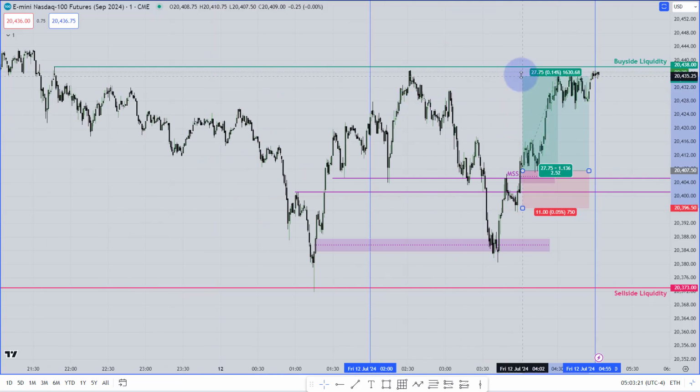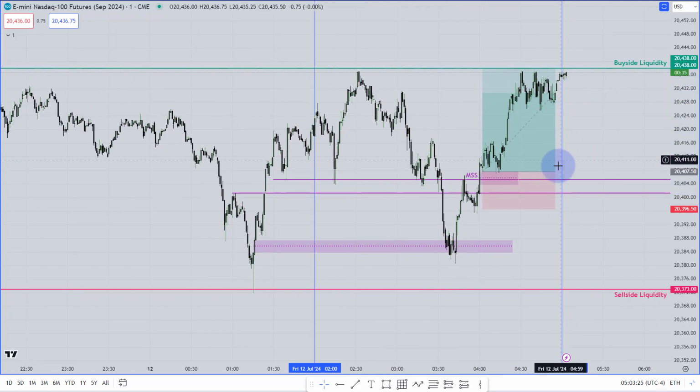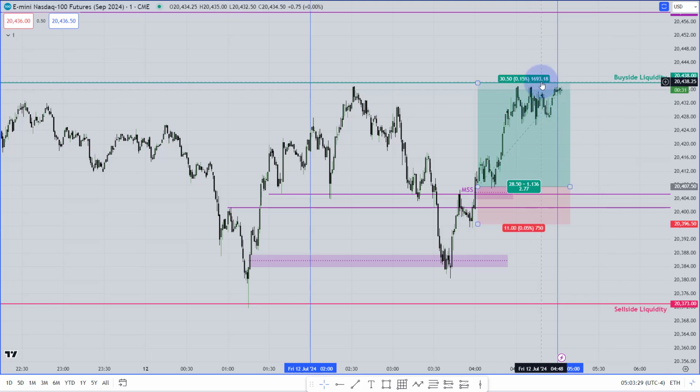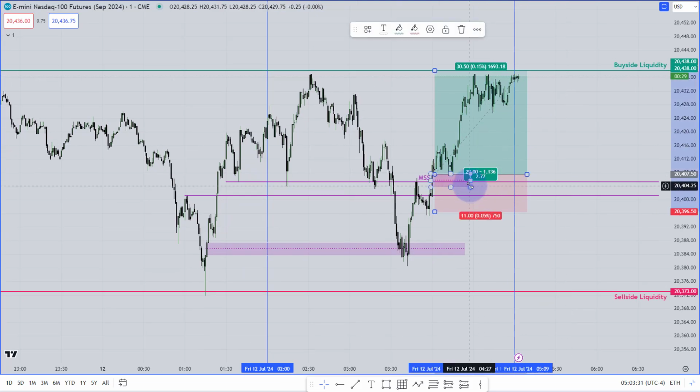Where should be your target? This 1 minute liquidity around the 1 minute chart, this is your liquidity. Now you can see market didn't take that liquidity yet, but I believe that market is going to take that liquidity. The risk to reward ratio is 1:2.77, 30 handle. In London session, if you can manage just 10 to 20 handle, you have to be more than happy. You don't need to catch that 30 handle.